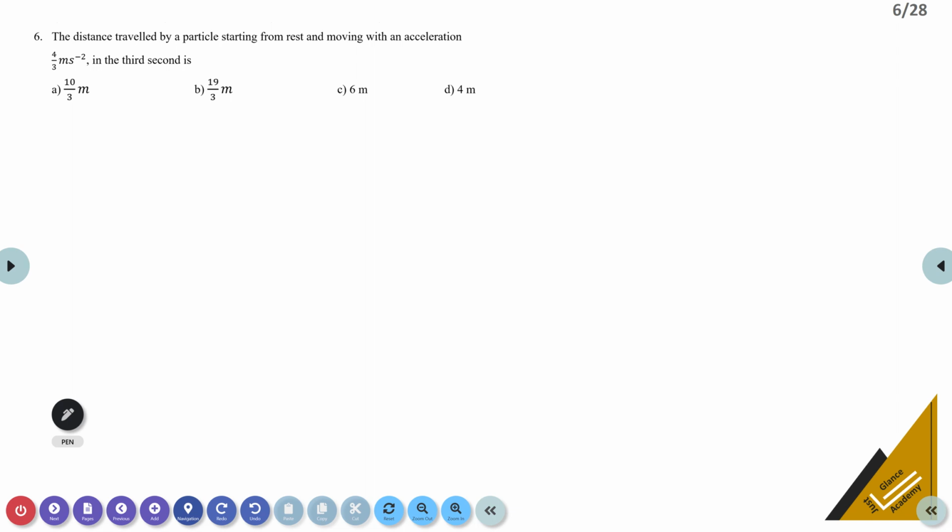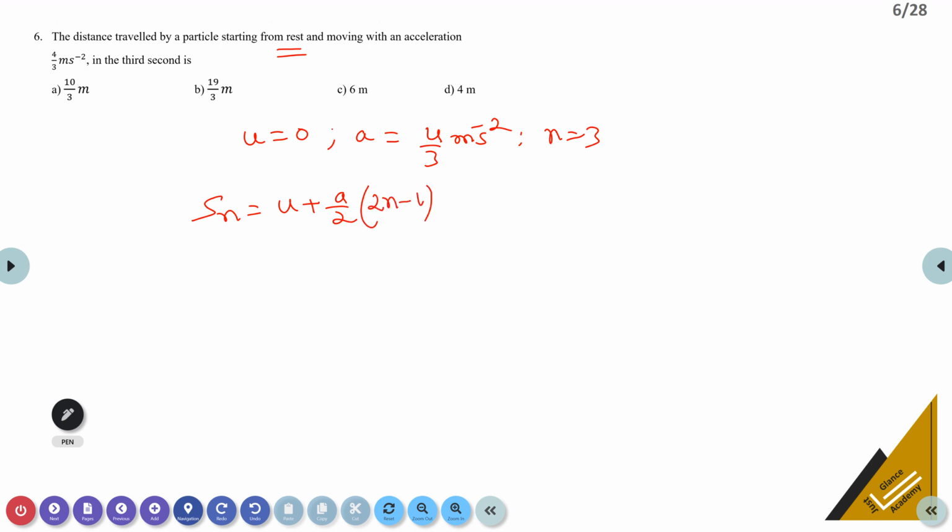The distance traveled by a particle starting from rest is asked. Starting from rest means u equal to 0, moving with an acceleration a equal to 4 by 3 meter per second square, in the third second, that means third, not 3 seconds. In the third second, at the time n equal to 3. Which formula are you using? You have to use this formula: distance in the nth second equals u plus a by 2 into bracket 2n minus 1.